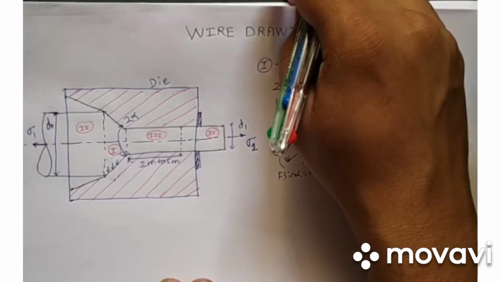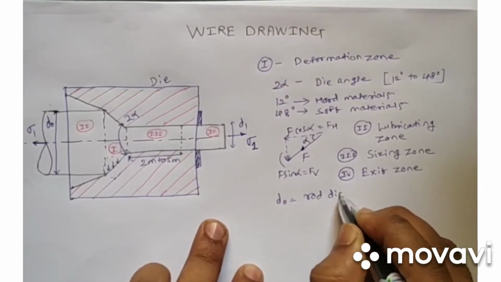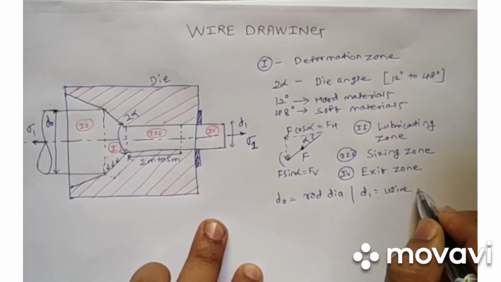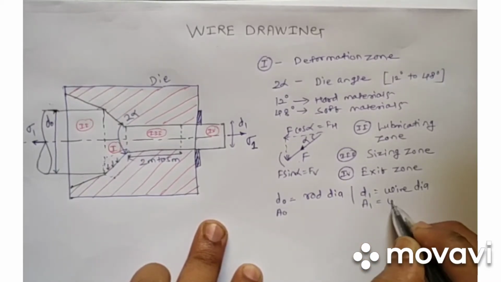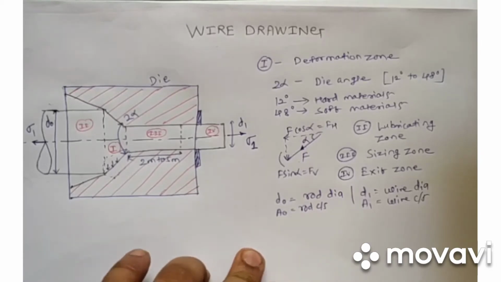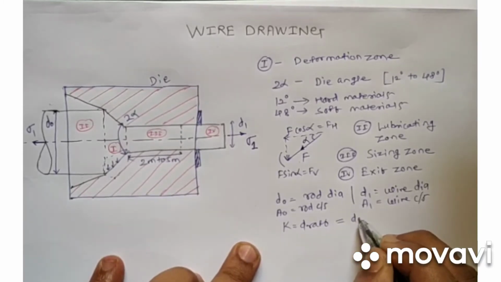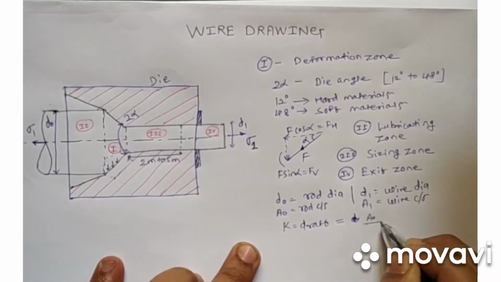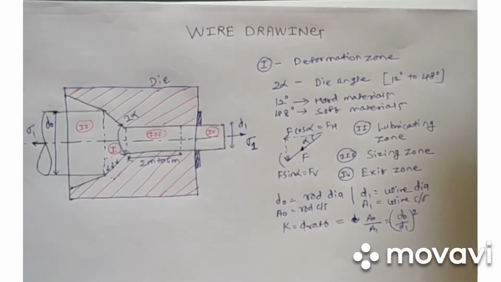Now let's check some basic terminologies here. We have D0, say the rod diameter, and we have D1, which is our required wire diameter. So A0 is the area corresponding to D0, and A1 is the wire cross-sectional area. This is the rod cross-sectional area. Now there is a term called draft, which is denoted by K, and it is given as A0 by A1, which can also be written as D0 square by D1 square. We just substituted the values of area here, and we get this draft.